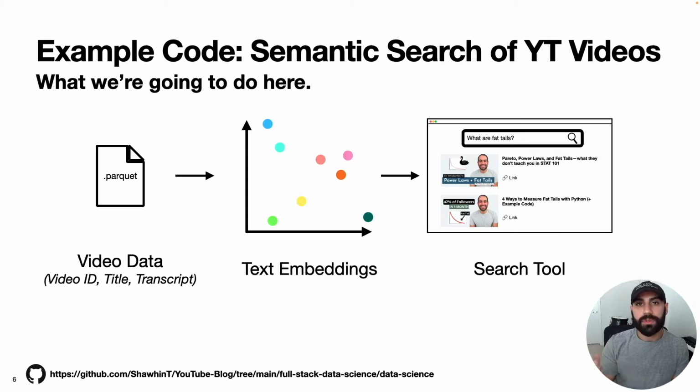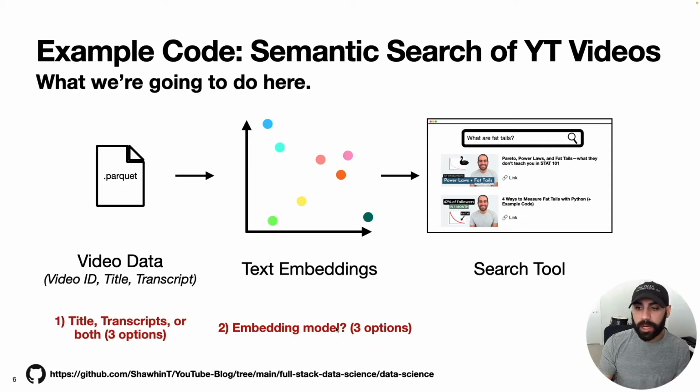And here there are a few design choices that I will experiment with, specifically whether we should base the search on the video's title, its transcripts, or both, picking an embedding model from three open source options, and then finally defining the metric, or how we're going to define the similarity between the query and all the different videos. And there will be five options of that.